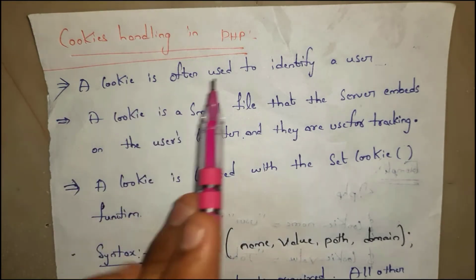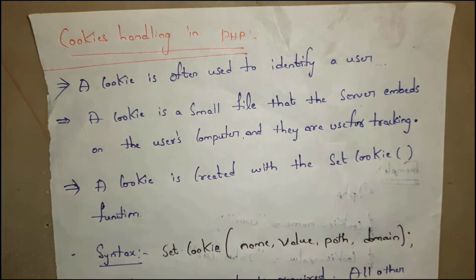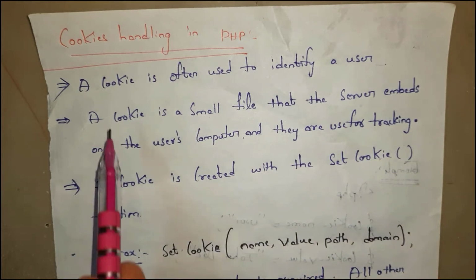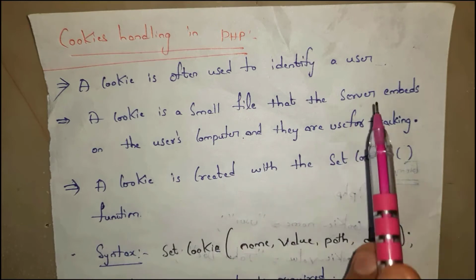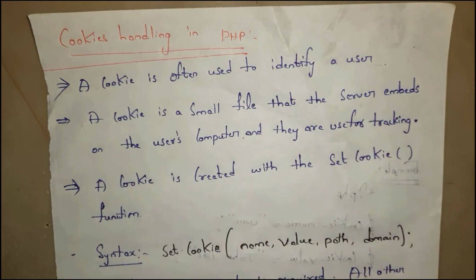A cookie is often used to identify a user. A cookie is a small file that the server embeds on the user's computer. These cookies are present in the user's computer and they are used for tracking purposes.